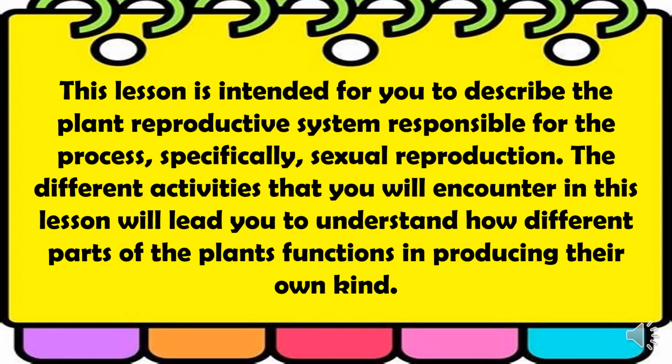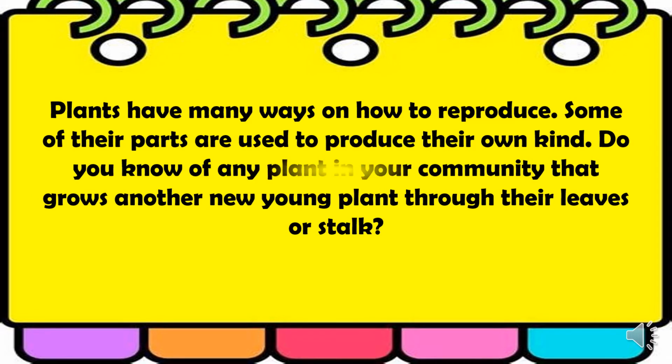This lesson is intended for you to describe the plant's reproductive system responsible for the process, specifically sexual reproduction. The different activities that you will encounter in this lesson will lead you to understand how different parts of the plant function in producing their own kind. Plants have many ways on how to reproduce. Some of their parts are used to produce their own kind. Do you know of any plant in your community that grows another new young plant through their leaves or stalk?